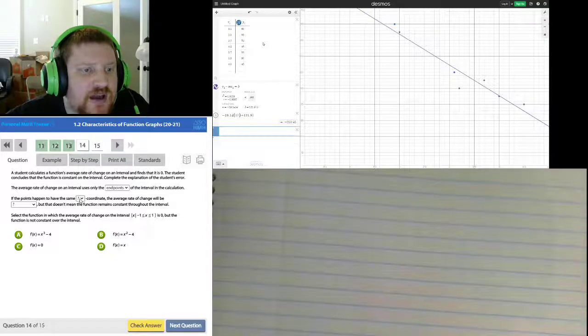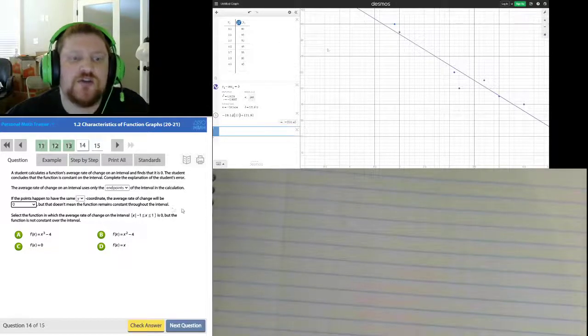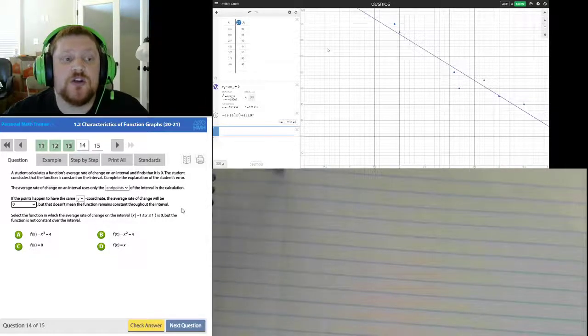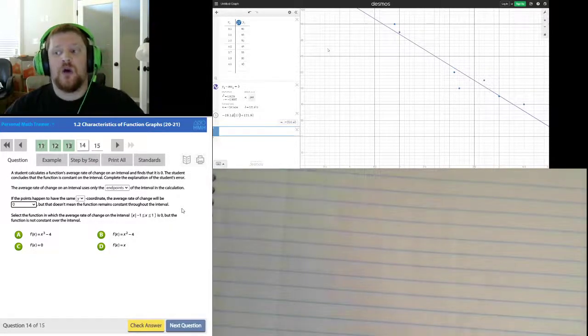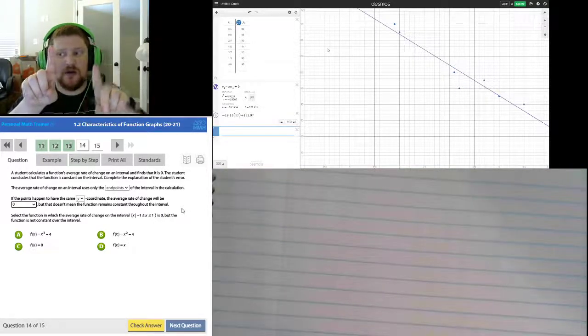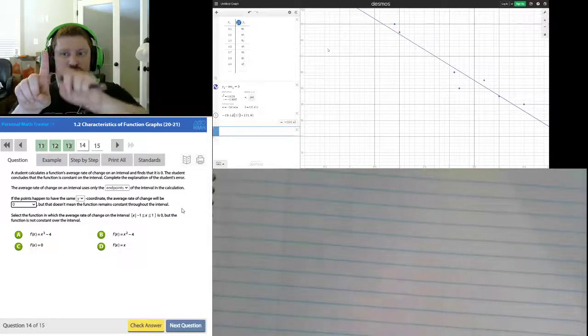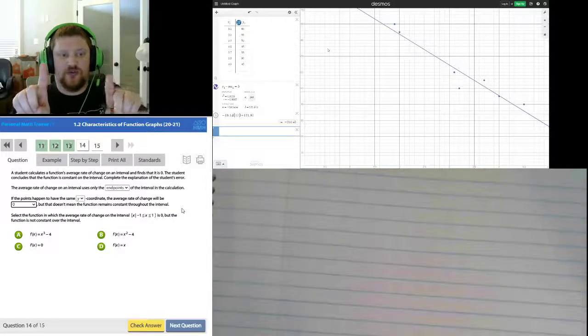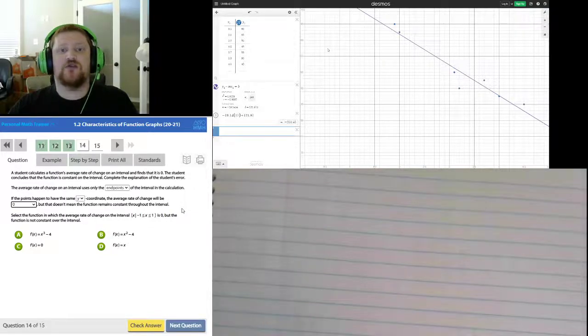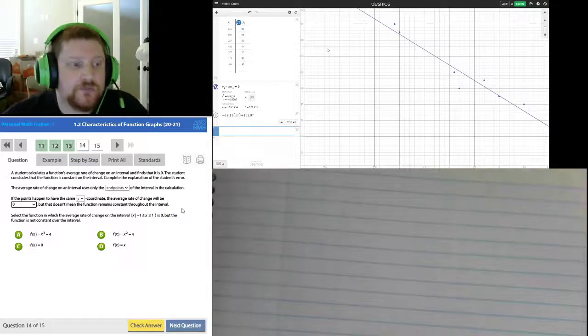If the points happen to have the same y-coordinate, the average rate of change will be 0. But that doesn't mean the function remains constant throughout the interval. We actually had a problem just like that earlier on this homework assignment, where we had two endpoints that were both at the same spot, but the graph was a U between them. So the function wasn't constant, it didn't stay the same, but the average rate of change was 0.